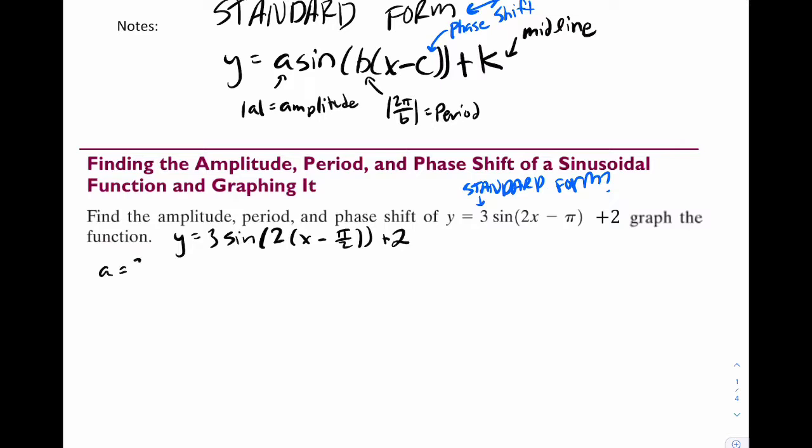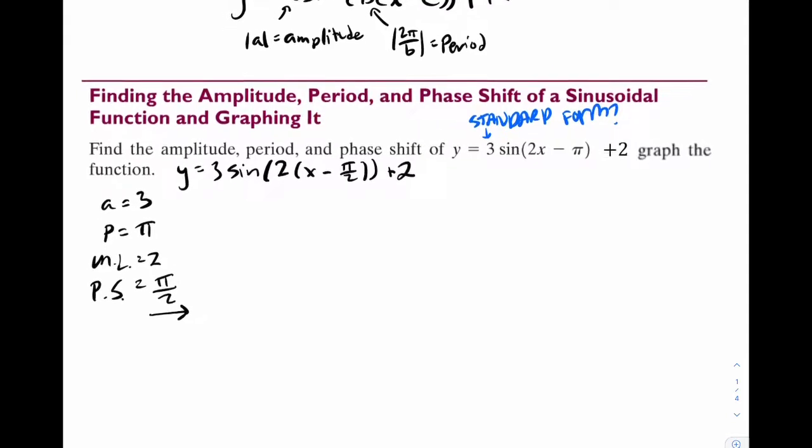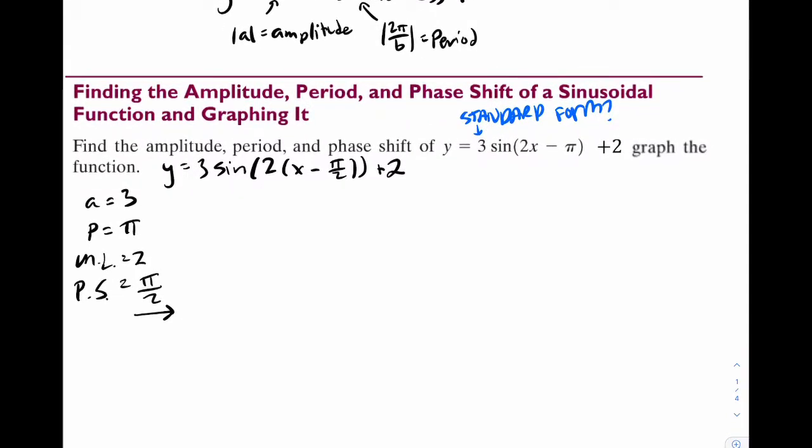The amplitude is 3. The period is 2 pi over 2, so that would be pi. We have a midline of 2, and our phase shift is pi over 2 to the right. And I use arrows. The book might say positive pi over 2 means right, negative pi over 2 means left. I just like using arrows. I think it's more clear. So let's start. I'm going to show you the method that I like doing. So let's start by just doing the midline method.